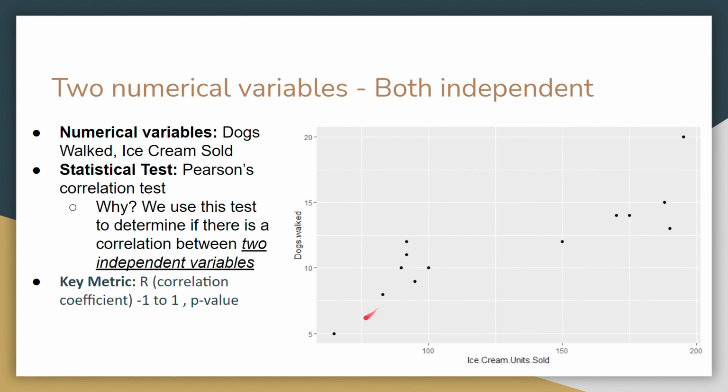We are not making an assumption that the ice cream units sold have any influence on the number of dogs walked, nor are we making an assumption that the number of dogs walked is going to influence the ice cream units sold. There's no evidence that this relationship exists, but we just want to see if these two independent events have any correlation to each other in this particular data set.